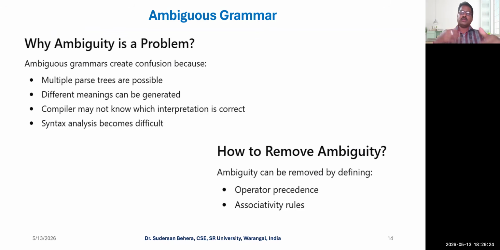Okay. Now the question is how to remove ambiguity. Yes, this can be removed. The grammar can be modified. This can be removed by two methods. One is operator precedence rule. Another one is associativity. Okay. This is now not that much important to discuss in this class, because we are just understanding how to generate sentences by using context-free grammar. So this discussion we can make some other time. Okay, how to remove ambiguity.